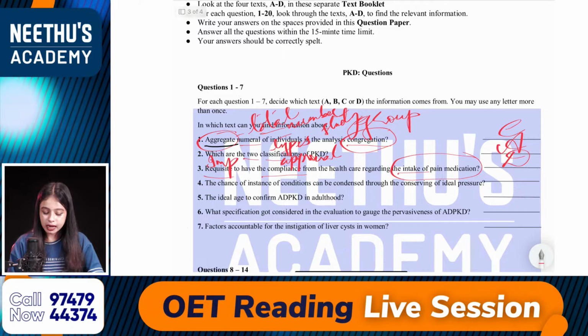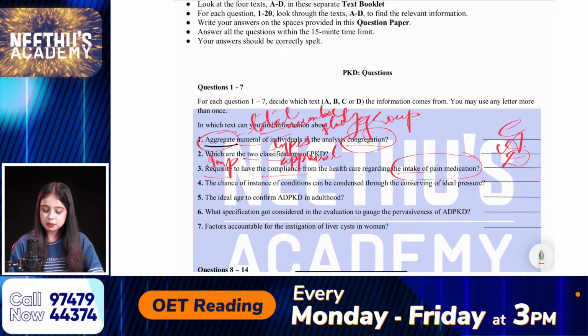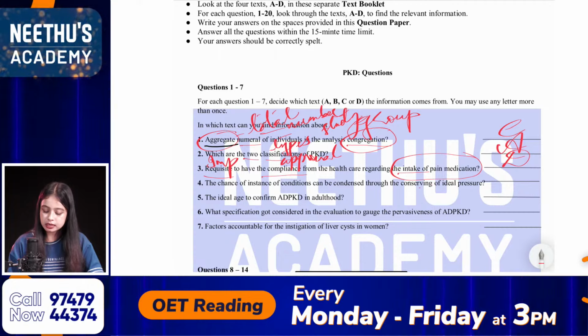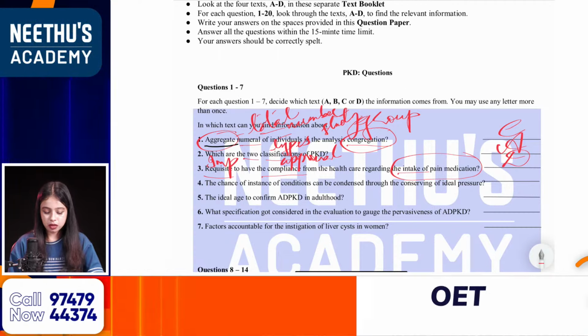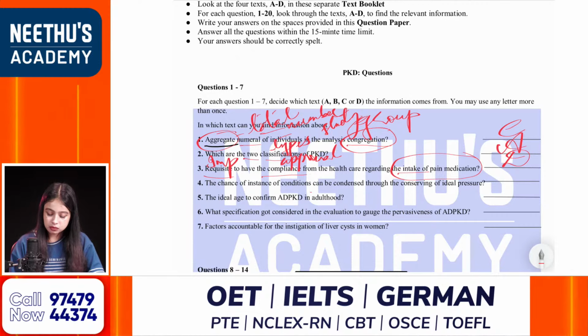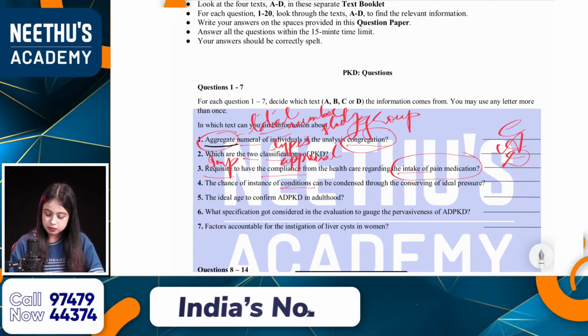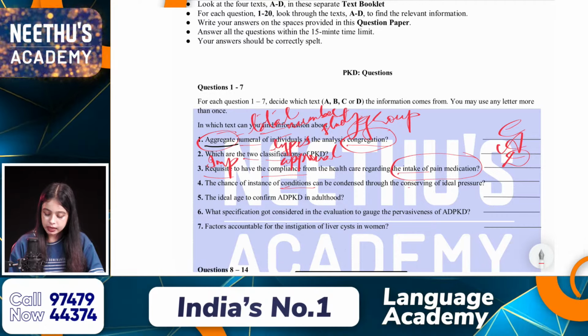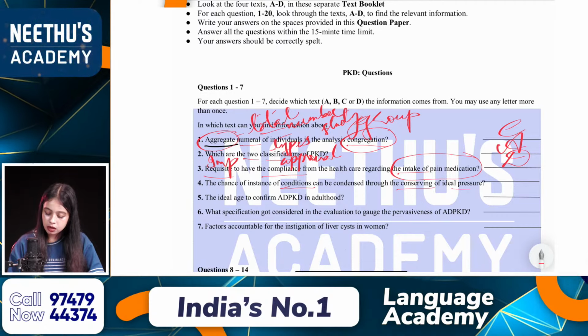Fourth one: the chance of instance of conditions can be condensed through the conserving of ideal pressure. So my keywords: conditions, then conserving, pressure.